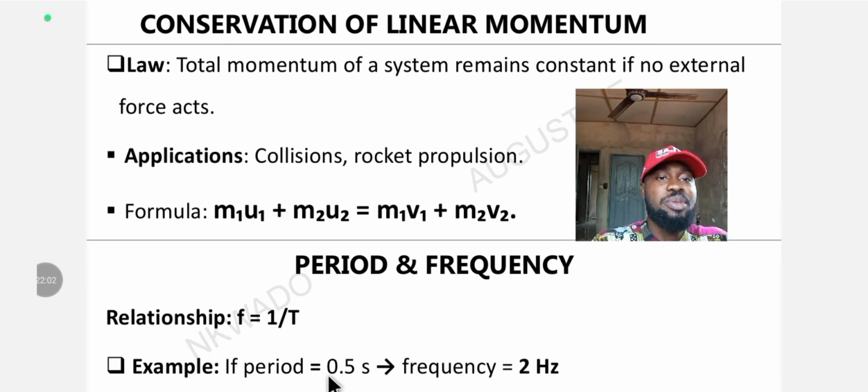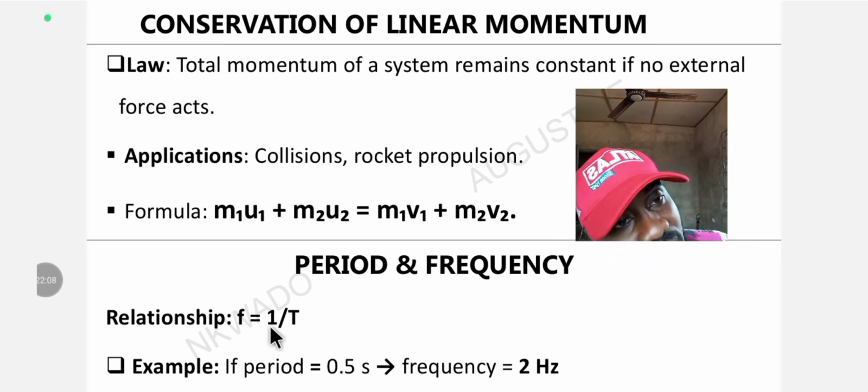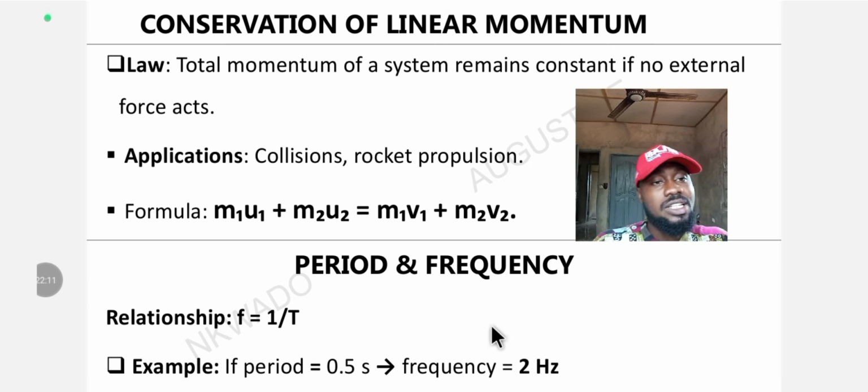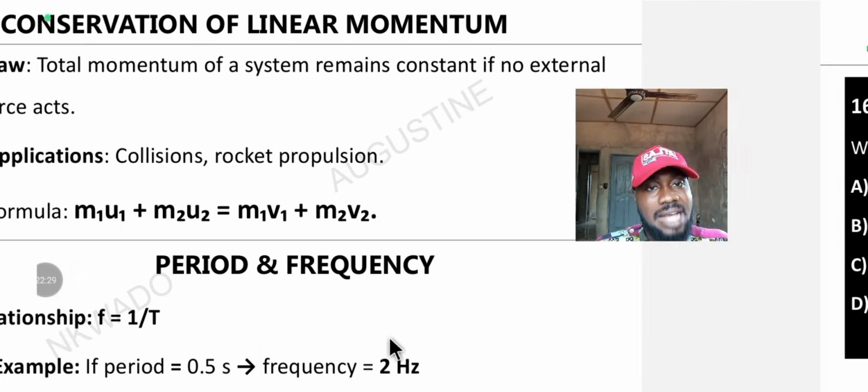So for example, if period equals 0.5, this is a question. If the period is 0.5 seconds, what is the frequency? The frequency is equal to 2 hertz. How did we get 2 hertz? Remember, the SI unit of frequency is hertz. When you substitute 0.5 into this formula here, 1 divided by 0.5 will give you what? 2. As simple as that.